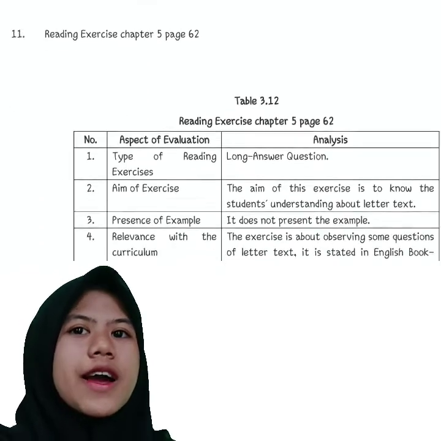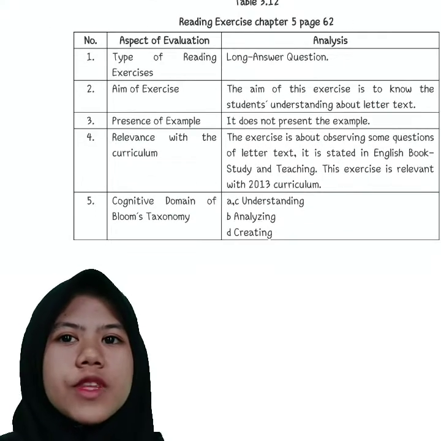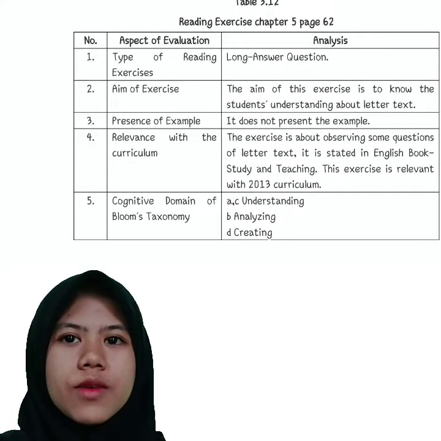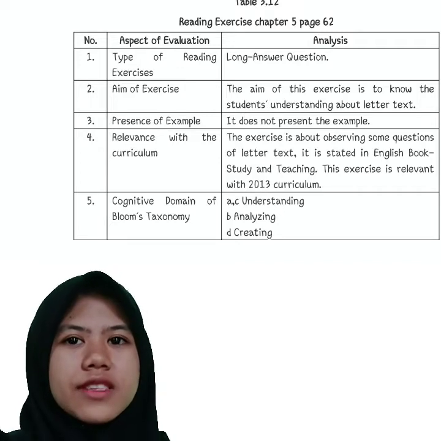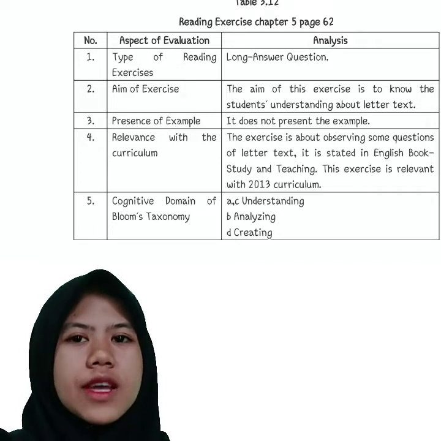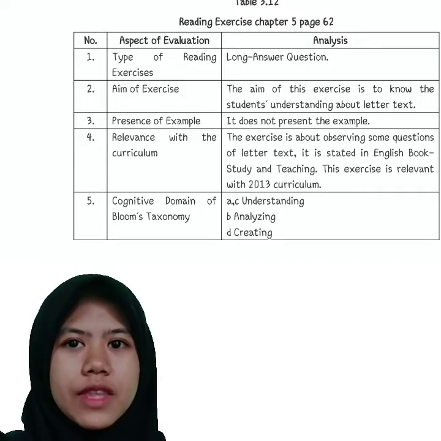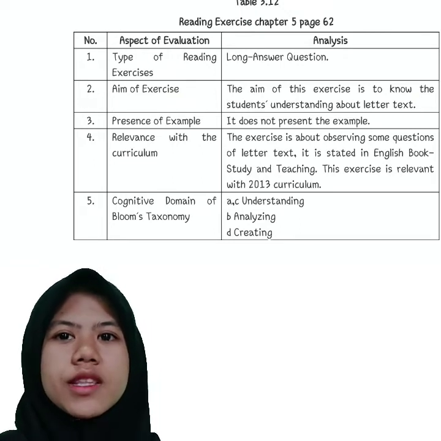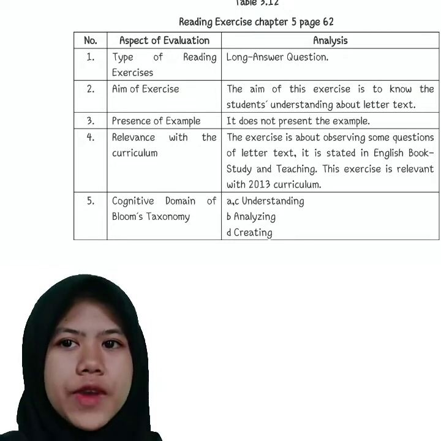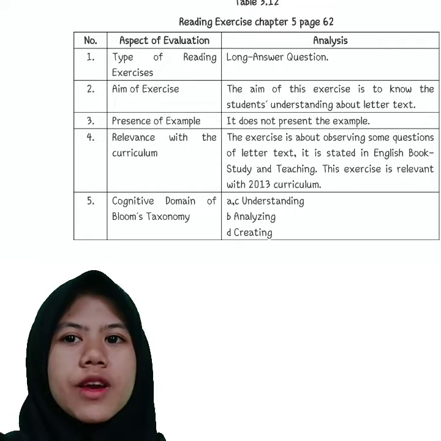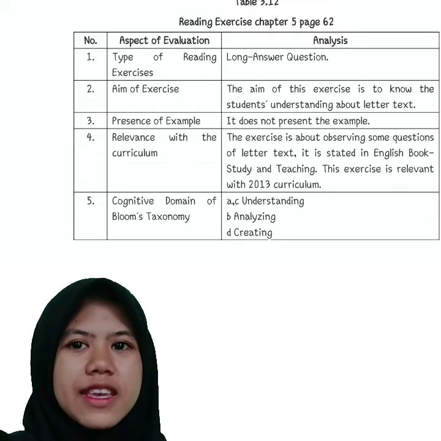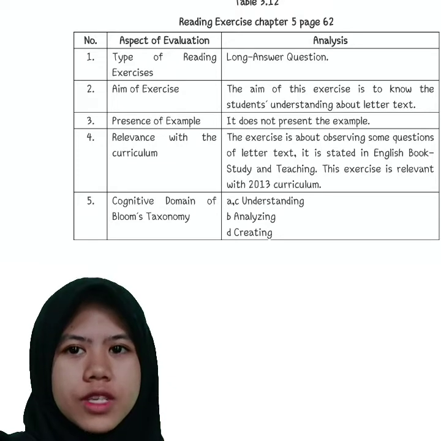chapter 5, page 62. It is included in the long answer question, and the aim of this exercise is to know the student's understanding about letter text. It doesn't present an example, and it is relevant to the curriculum. For the cognitive domain of Bloom's taxonomy, for A and C, it is included in understanding, B analyzing, and D creating.